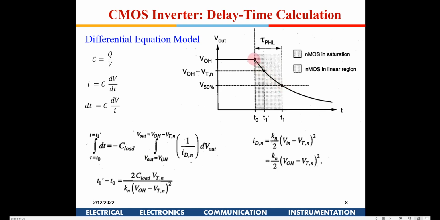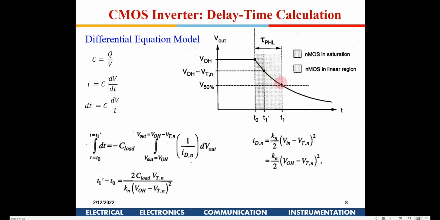Here the output is going from high to low. Both of them we are telling till this region it is going to remain in saturation. From here to here it is going to be in a linear region. So what is the point till which it will be in saturation? Till VOH minus VTN, till this voltage comes to VOH minus VTN, this will be in saturation. From here to here it will be in linear region.